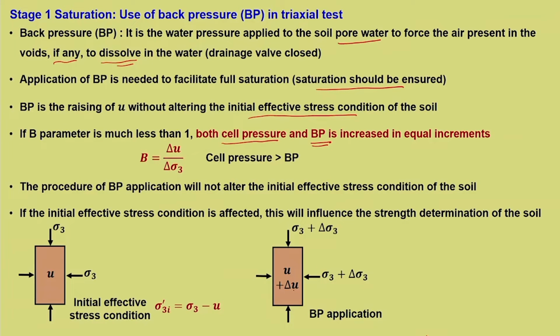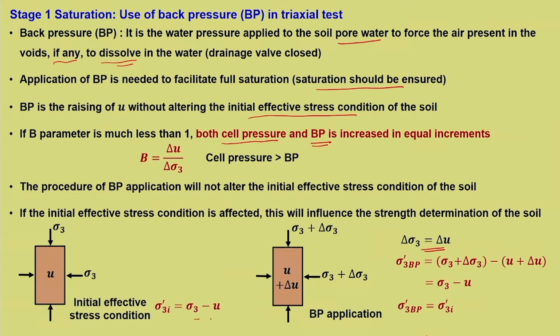When you apply the back pressure, that is, in terms of delta U, that is an increase, there is an increase in cell pressure delta sigma 3, and delta sigma 3 is equal to delta U. So, it is an equal increment. Back pressure is increased by delta U, and the cell pressure is also increased by delta sigma 3, so that effectively the condition remains the same. So, delta sigma 3 is equal to delta U. What is the effective stress condition for this back pressure application? Sigma 3 dash with back pressure is equal to sigma 3 plus delta sigma 3 minus u plus delta U, that gives sigma 3 minus u.